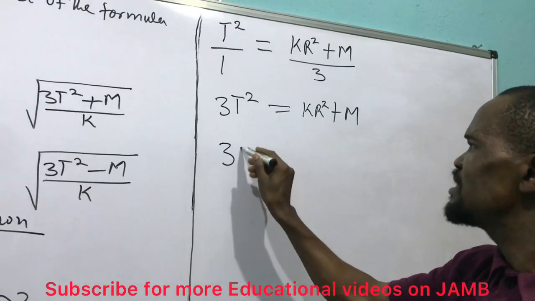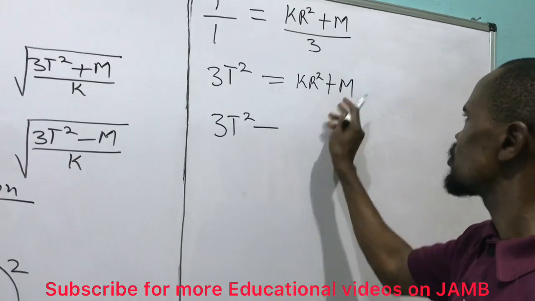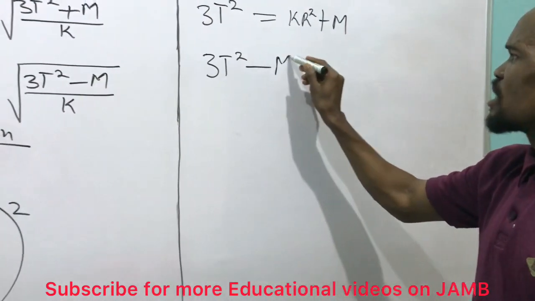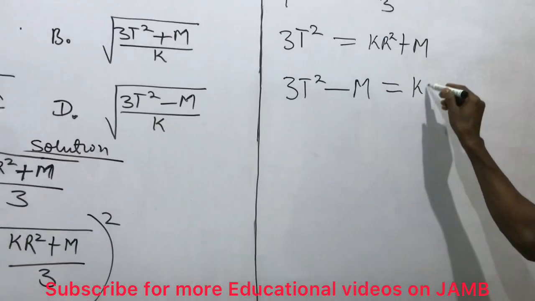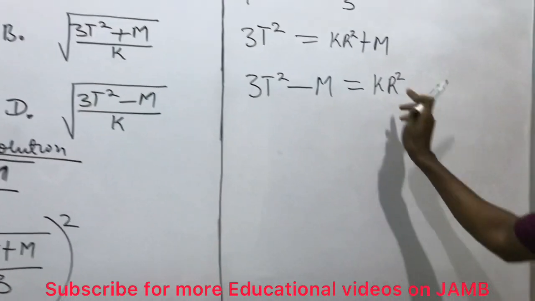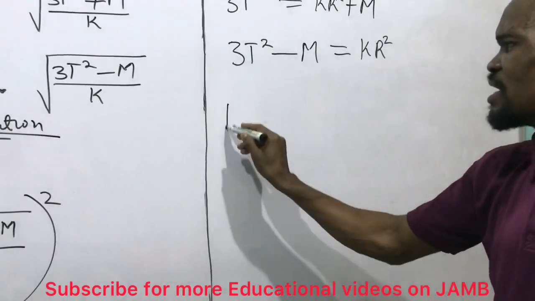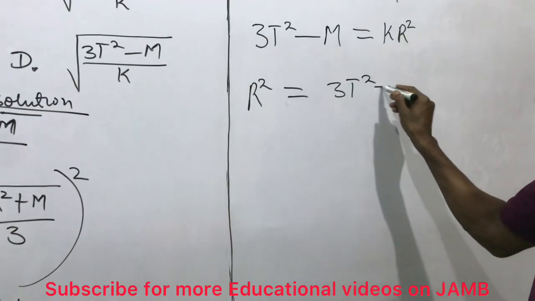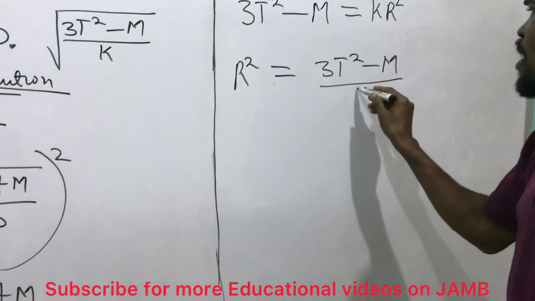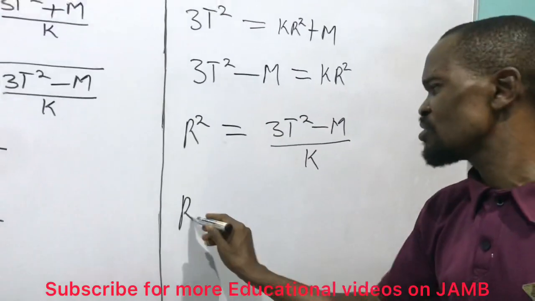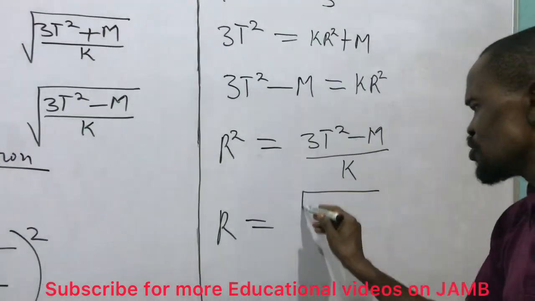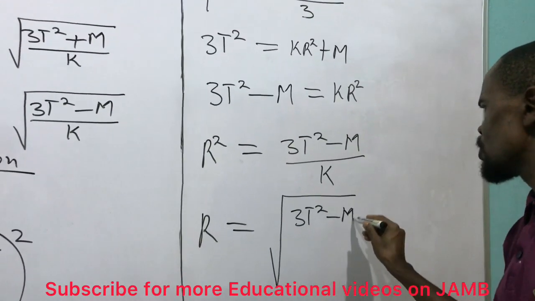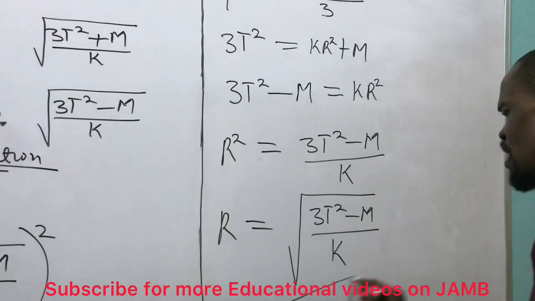I will have 3t squared minus this; crossing over here, because it's a plus, it becomes minus, and what is left is kr squared. Making r the subject of the formula, r squared is equal to 3t squared minus capital M, divided by K. So r becomes the square root of 3t squared minus capital M, all over K. And that's my answer.